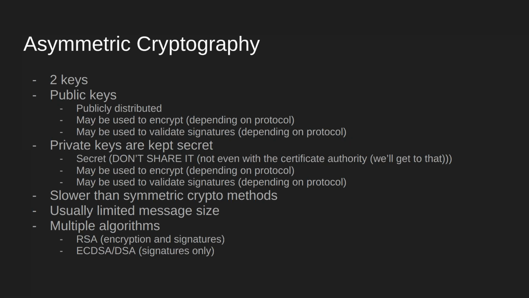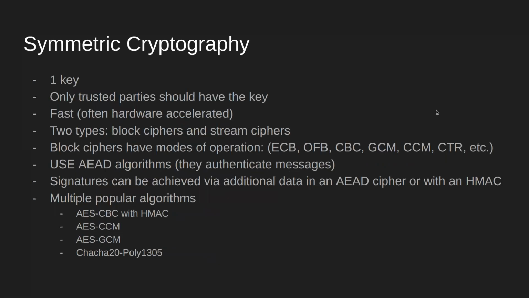There are several algorithms available for asymmetric cryptography. The ones that come up in TLS are RSA and ECDSA. Diffie-Hellman also is technically under asymmetric cryptography, but we'll cover that later.